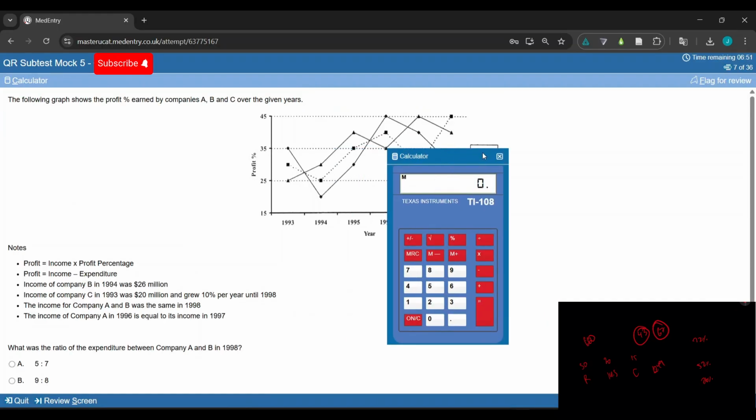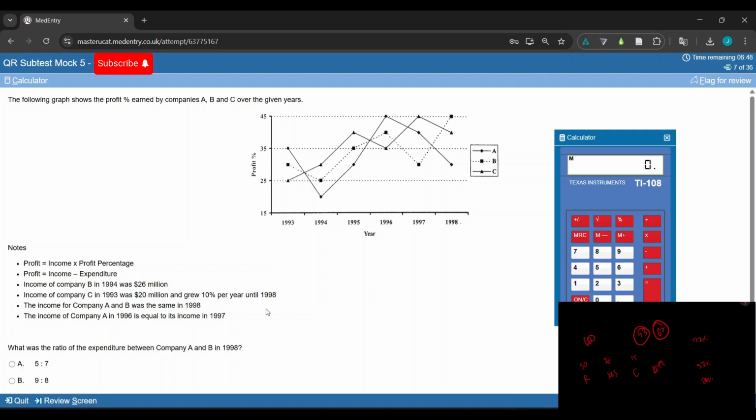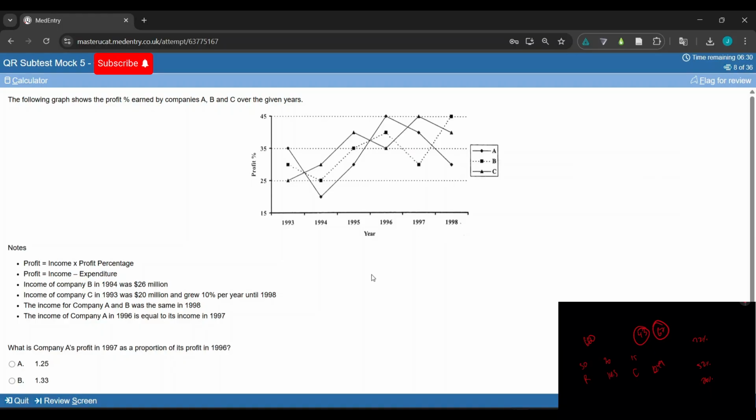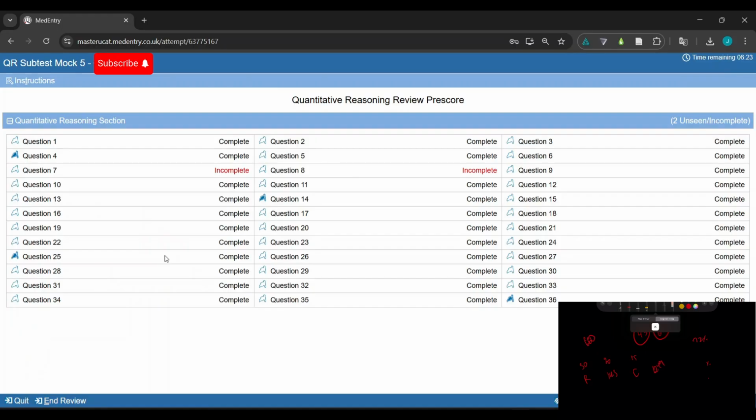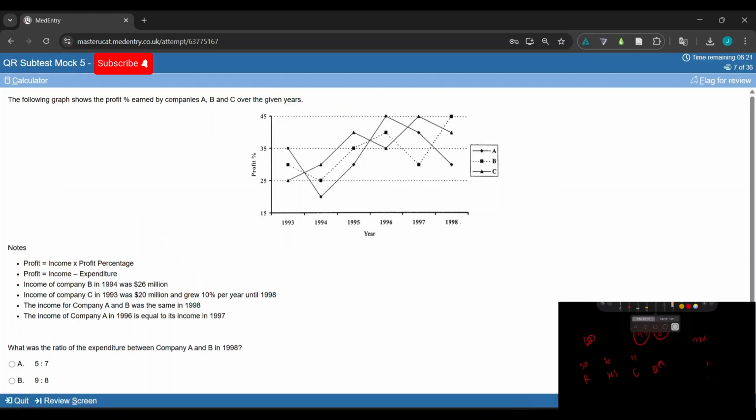Ratio of the expenditures between A and B in 1998. Income was the same, so it's just income minus profit over income of A. So 1998. Okay. Maybe I can try and take the time, just make sure there's no other questions I've got to do. Try and take the time to think about this question.